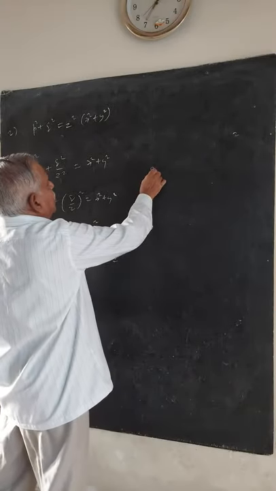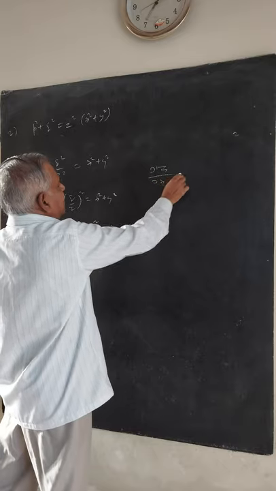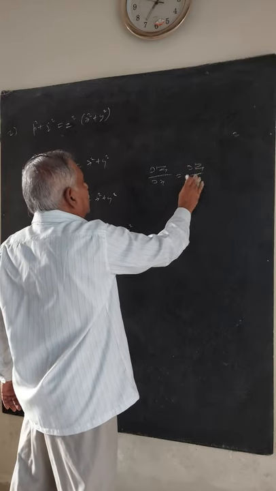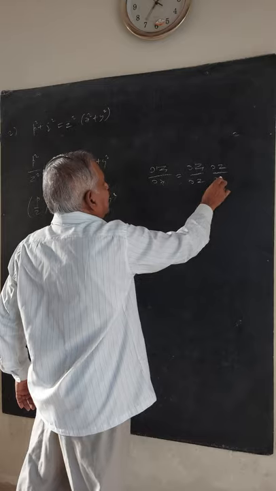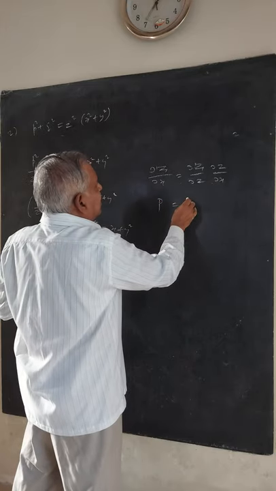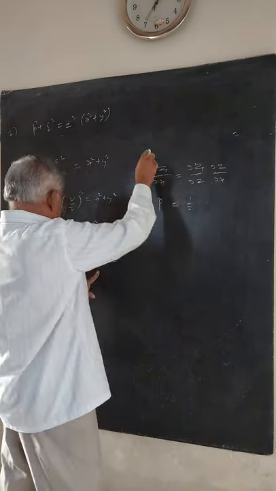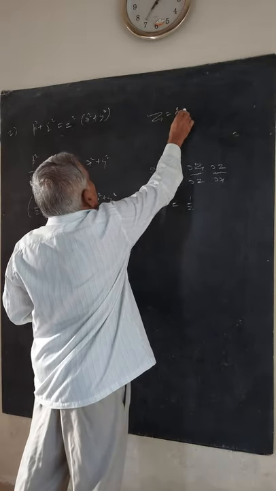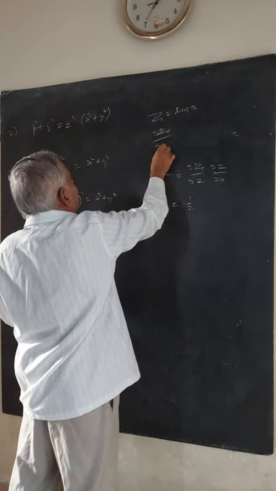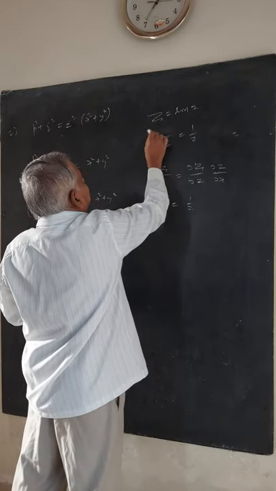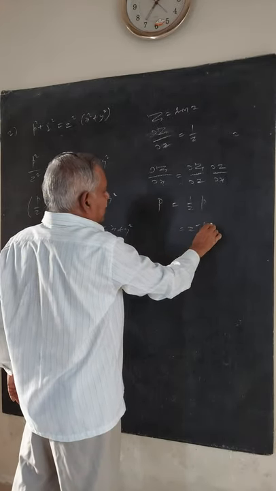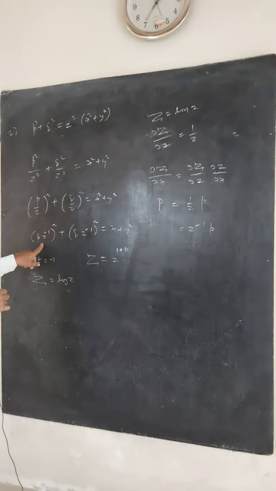And dou capital Z by dou X, small x. Dou capital Z by dou Z, dou Z by dou X. Small Z multiplied by this is capital Z. This is capital P. This is 1 by Z. See, capital Z equal to log Z, dou Z by dou X, dou Z equal to 1 by Z. Put 1 by Z, which is small p. Z power minus 1, small p. The same comes in this, Z power minus 1, small p.